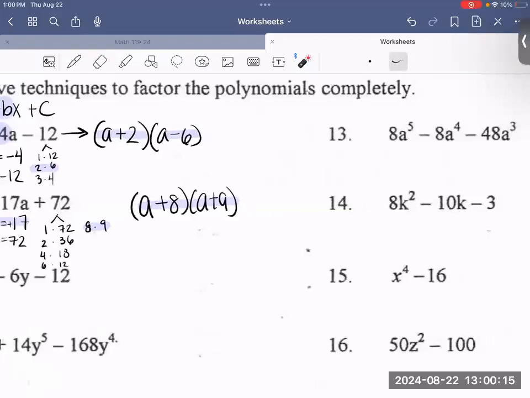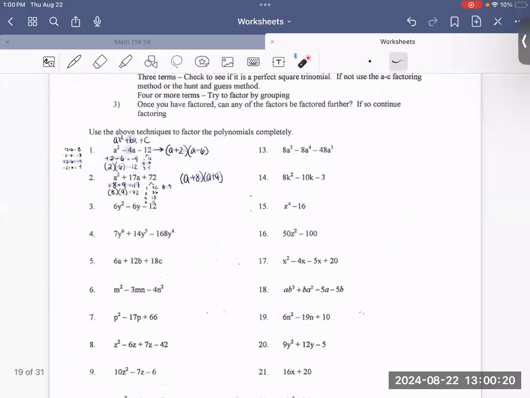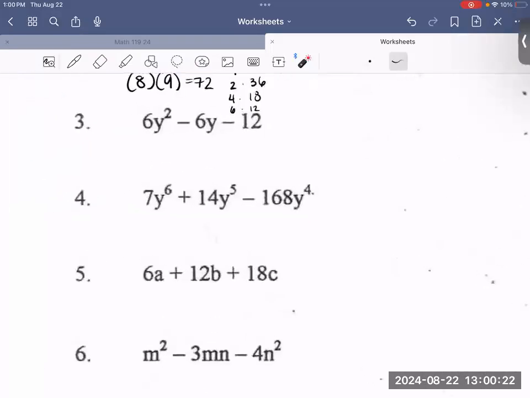Let's see, a couple others for you guys to practice on. I don't see any here yet. Okay, let's move on to 3.